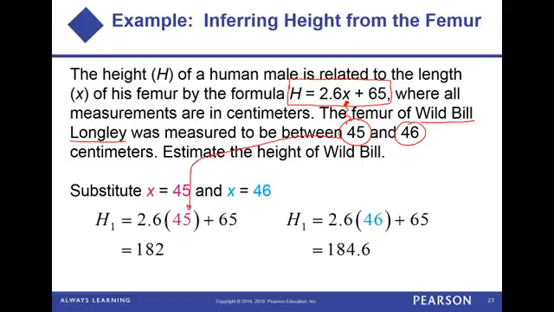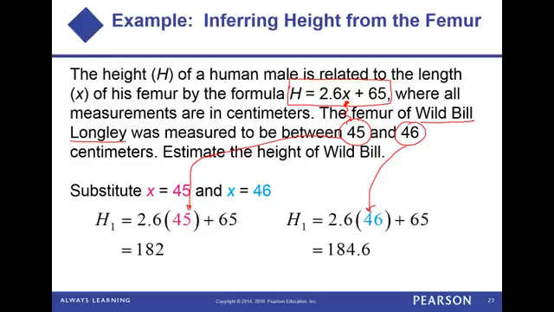And you got to do a little bit of math here. 45 times 2.6. If you want to do it on a calculator, that's fine too. Add 65 to it, and you're going to get 182 inches, looks like, because the formula is in inches. Then you go to here, 46. You're going to plug that one in. So 46 times 2.6 plus 65 gives you 184.6 inches.